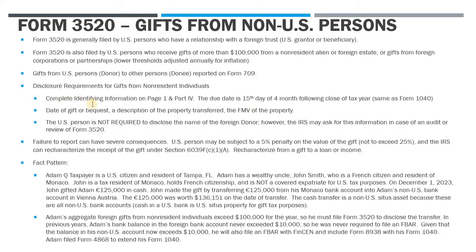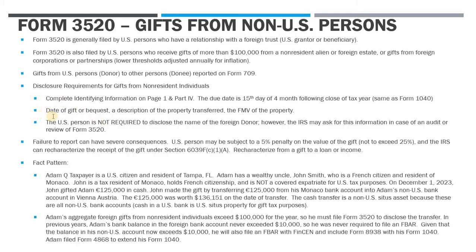Now, what are the disclosure requirements here? You have to complete the first page, which is the identifying information for you, the donee that's received the gift. And then there's also Part 4 in the return, which is where we disclose information on the gift itself. Now, the due date for filing these is the 15th day of the 4th month following the close of your year. So if you're an individual, it's the same filing deadline as your 1040. Now, if you file an extension for your 1040, it also extends the filing timeline for the 3520.